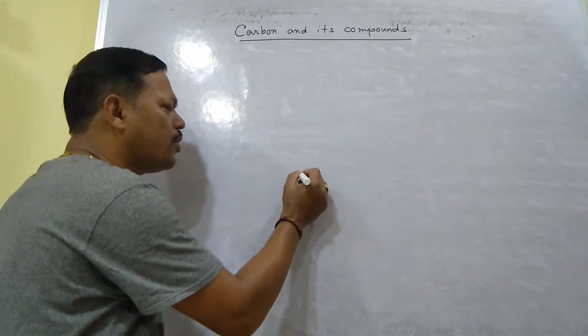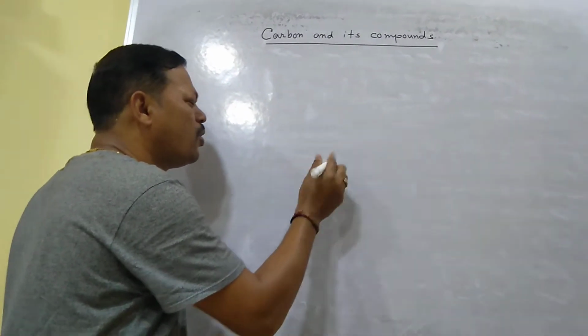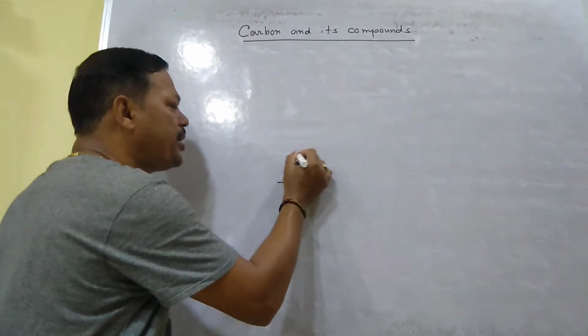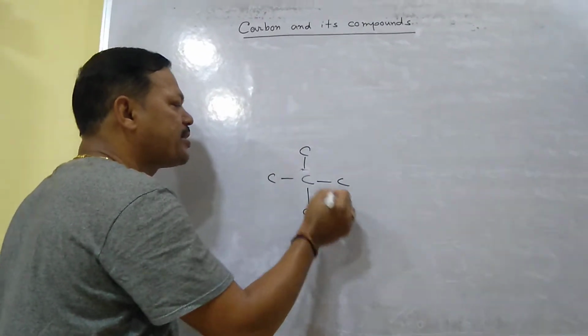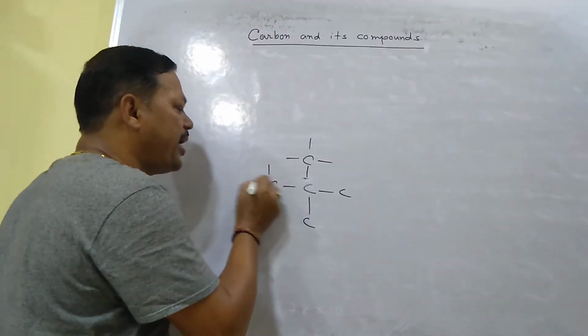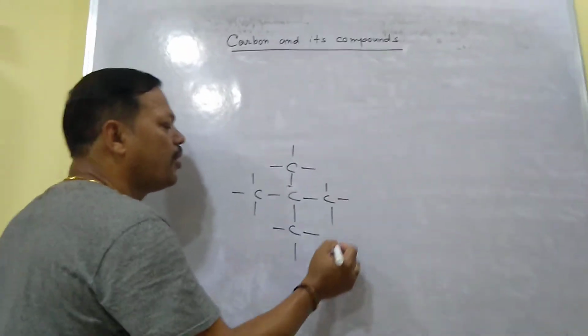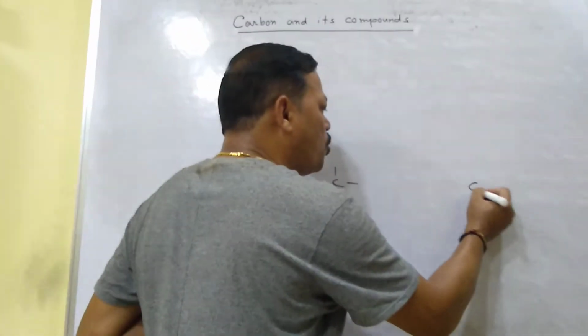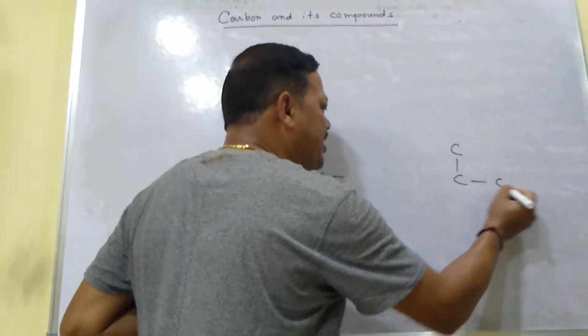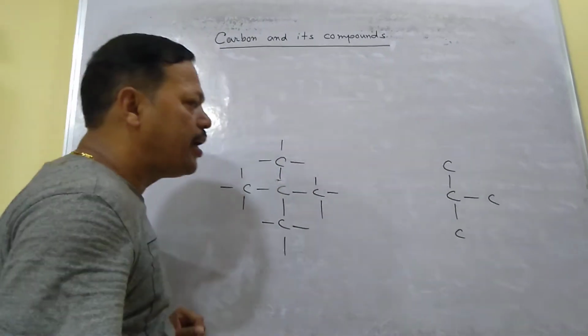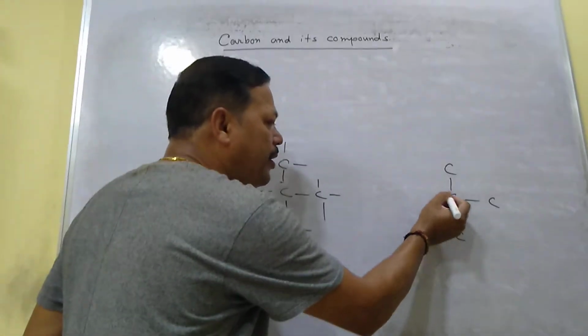In diamond, one carbon is bonded with another 4 carbon like this. Every carbon is bonded with again another 4. This type of structure you will get in case of diamond. And in case of graphite, one carbon is bonded with another 3 carbon, not with 4 carbon, and 1 electron of carbon will remain here.